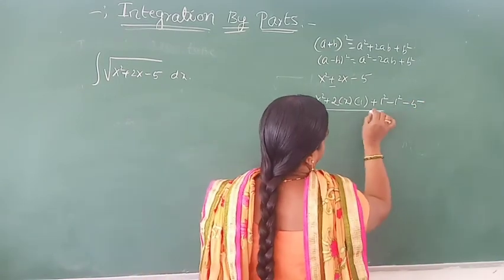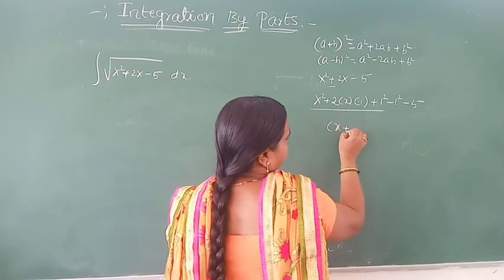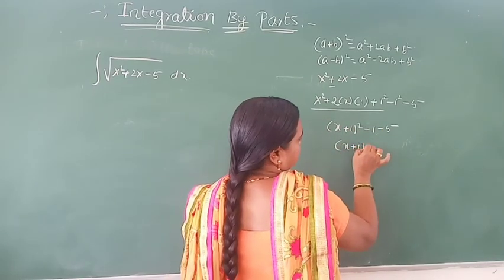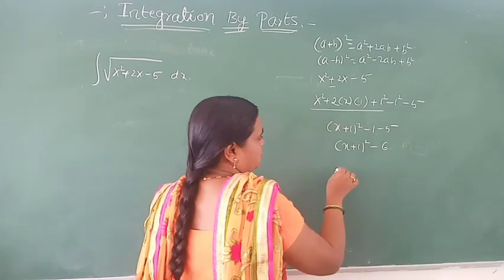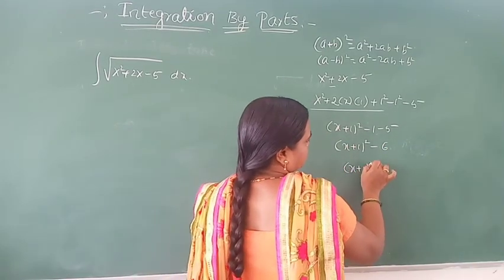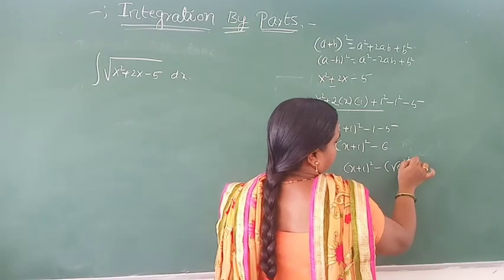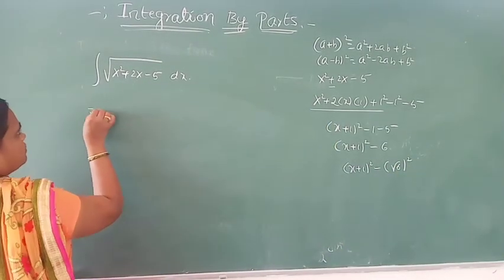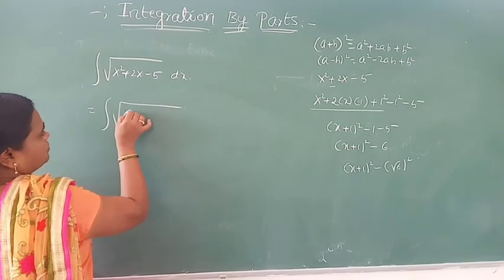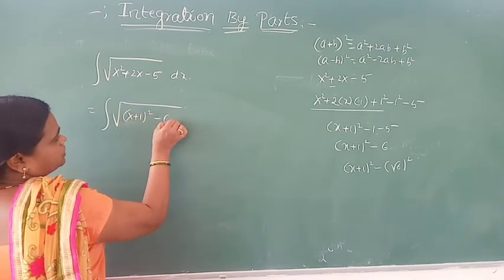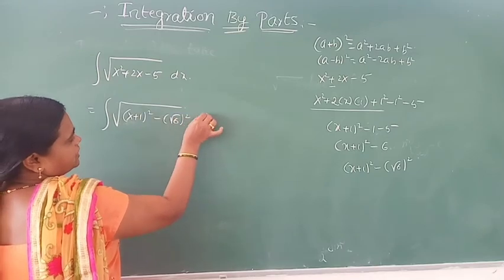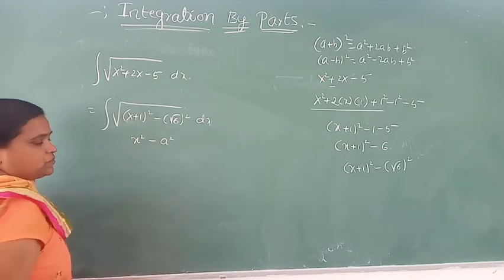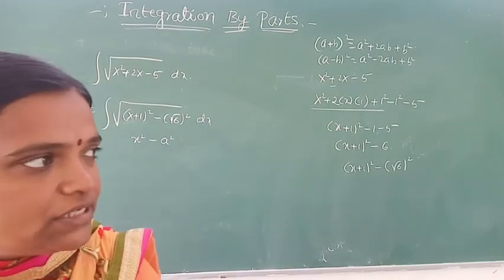And this is a perfect square of what? x plus 1 the whole square minus 1 minus 1. Or else we can write it as x plus 1 the whole square minus 6, which can be written as root 6 the whole square. Okay, means we can write this as the integration of root of x plus 1 the whole square minus root 6 the square dx. Means it is exactly in the form of what? x square minus a square formula. Correct, x square minus a square formula.